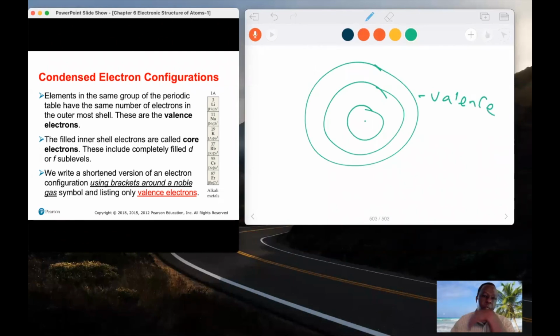Outermost shell. The electrons occupying that outermost shell, we call those valence electrons. Valence electrons are shown outside. We're going to talk in chapter 7 about the valence electrons and how they impact the properties of an element. Group 1 has one valence electron, group 2, and so forth. I know you can recall that.